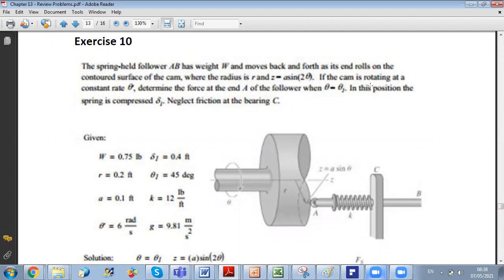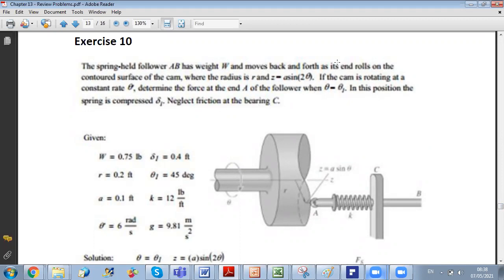If the cam is rotating at a constant rate theta dot, determine the force at the end A of the follower when theta becomes equal to theta 1. In this position, the spring is compressed a certain distance delta 1. Neglect the friction at the bearing C.